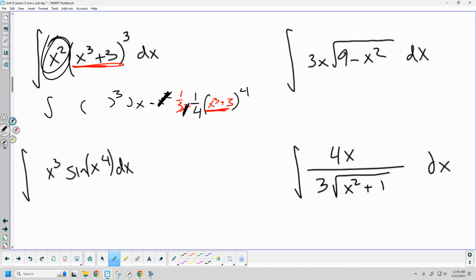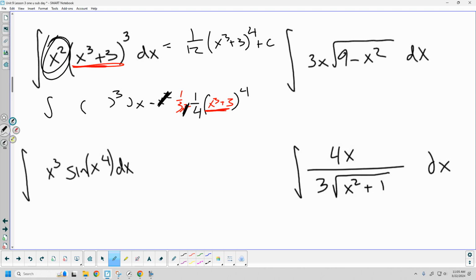The answer to this is 1/12 x cubed plus 3 to the 4th plus C. I got this conceptually by taking the antiderivative of the outside, undoing the derivative of the inside. I had a 1 over 3x squared. The x squareds cancel, leaving no x squareds. I got 1/12 x cubed plus 3 to the 4th plus C. If you got that, if you understand that, great.